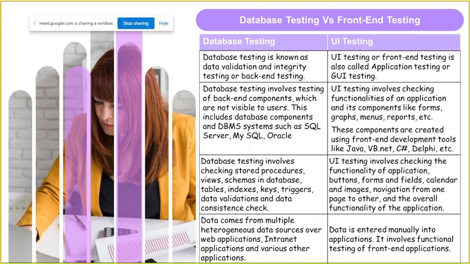And for database, they said data comes from multiple heterogeneous data sources over web applications, intranet applications, and various other applications. For your database, you may have several sources that are connected to your DB. For example, a third party application that your application may be connected with. As you click create, it fetches another data from another source and dumps it into your DB. That's the reason why you need to check what is there, so that at the end of the day, they will not say who tested this application.